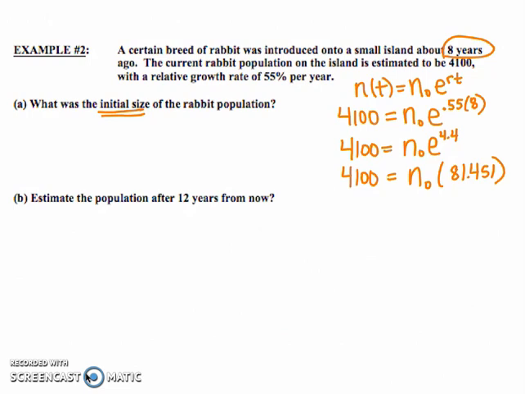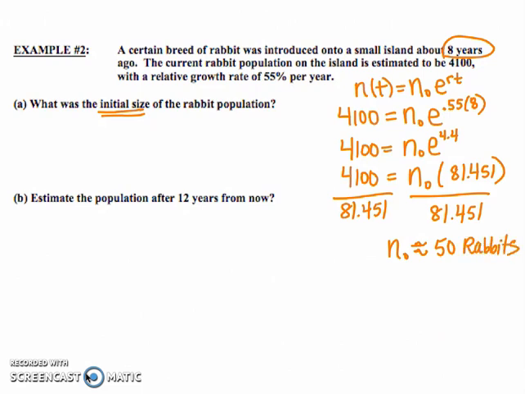And then, of course, the last step is just going to be to divide by 81.451. So I find out that n naught is equal to 50.3, which is about 50 rabbits. So that was our initial population. We need that for part B because part B is asking us to estimate the population after 12 years. That sounds goofy, after 12 years from now, that's kind of a typo. So estimate the population after 12 years.